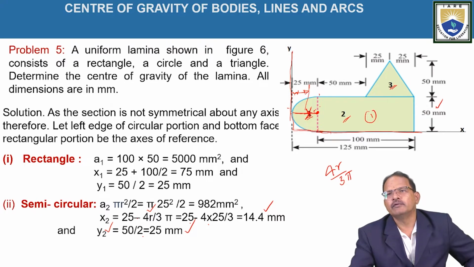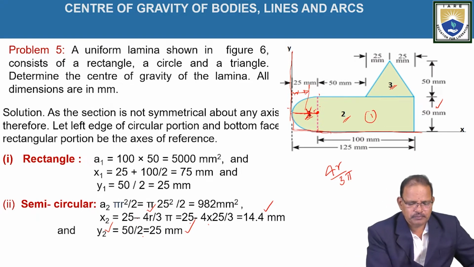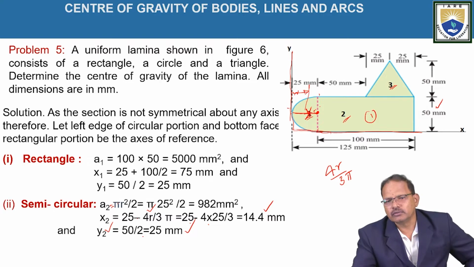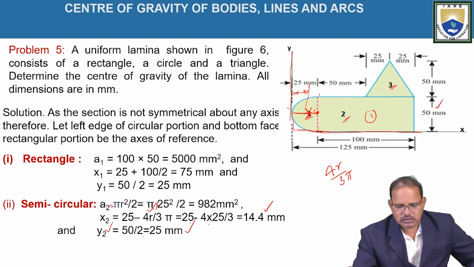That is, the centroid of the first segment, the semicircle, lies at a distance of x2 is equal to 14.4 mm and y2 is equal to 25 mm, as shown in the figure. The area of the semicircle is equal to pi r square by 2, which is equal to pi into 25 square by 2, which is equal to 982 mm square.